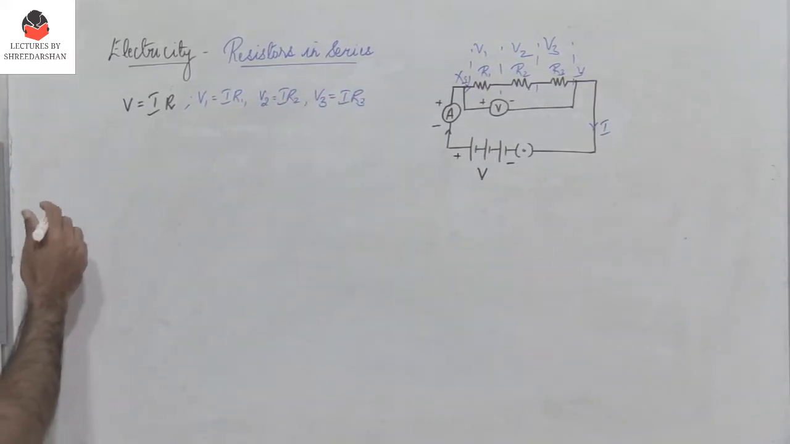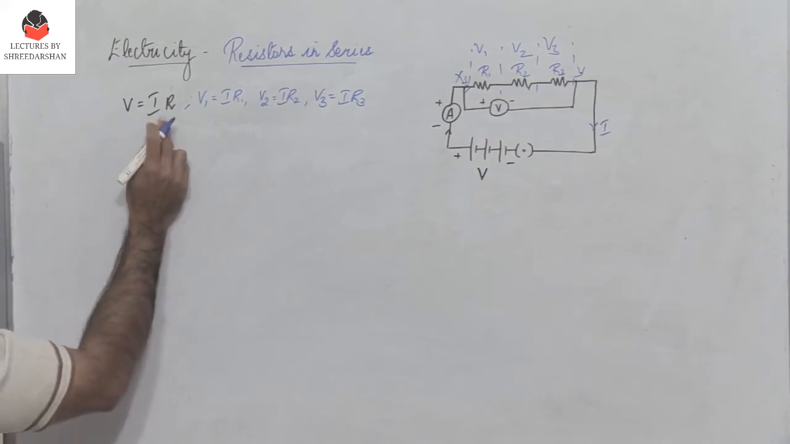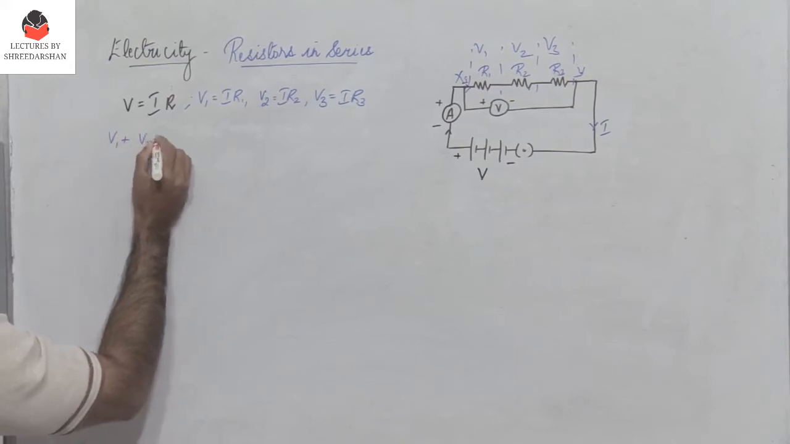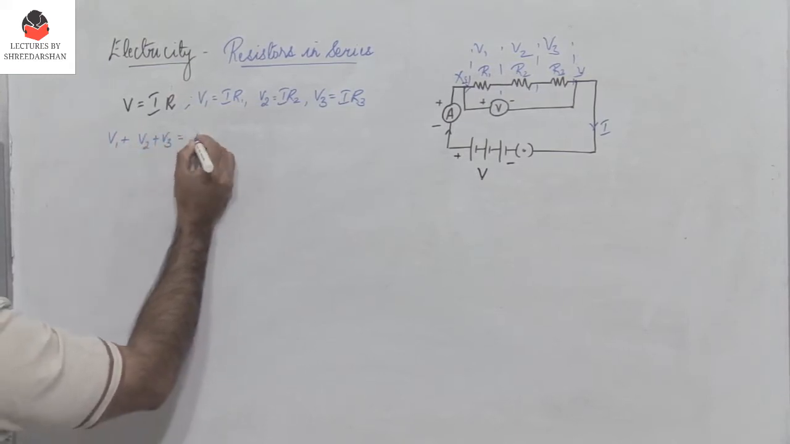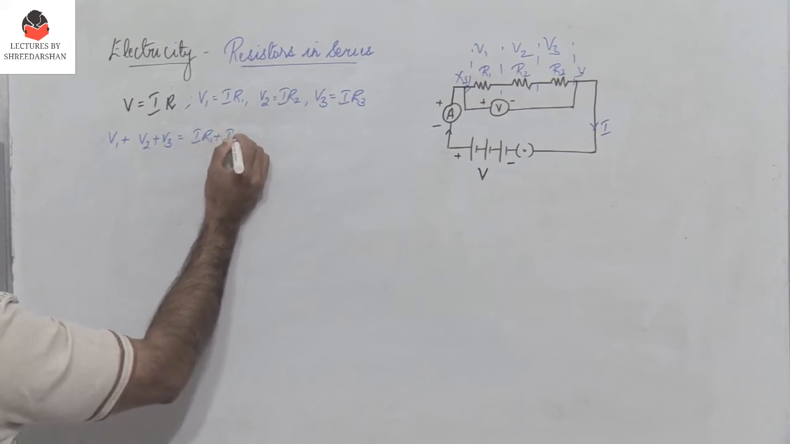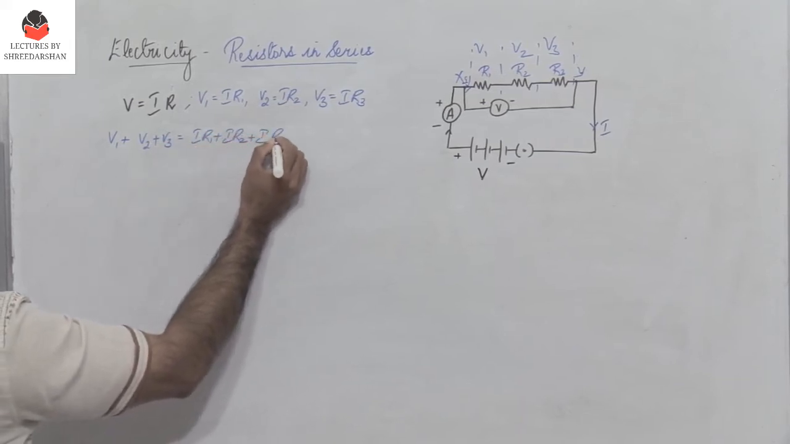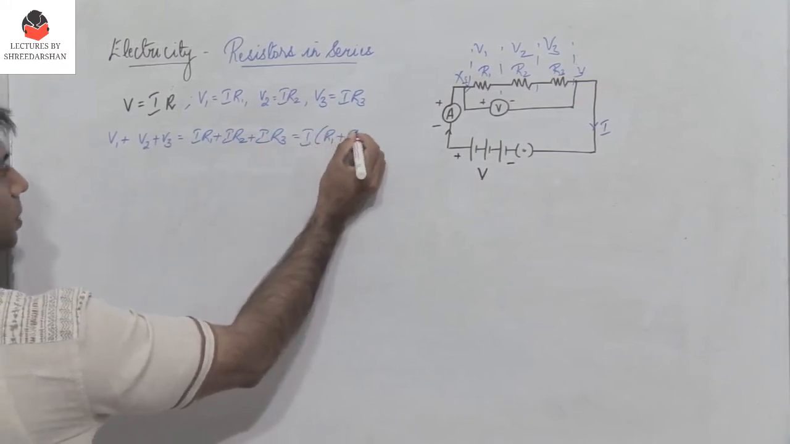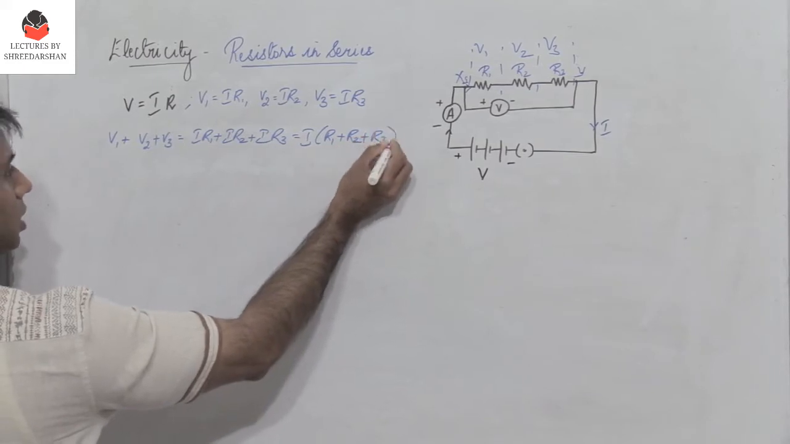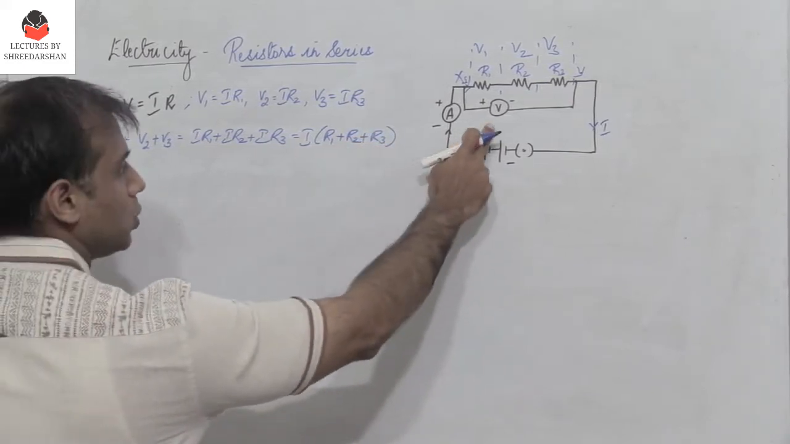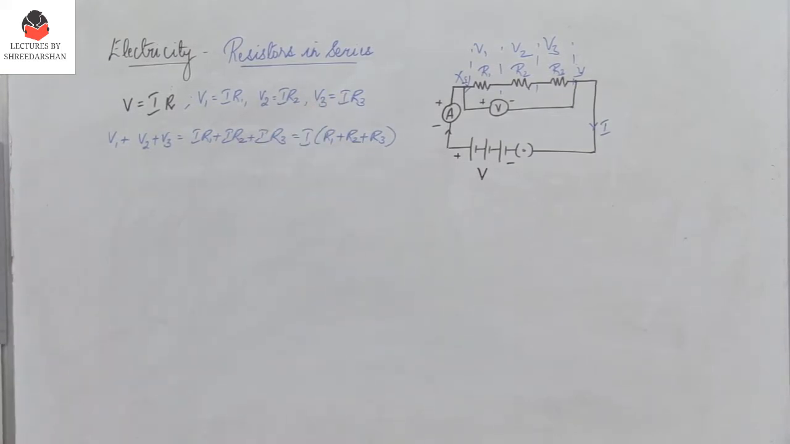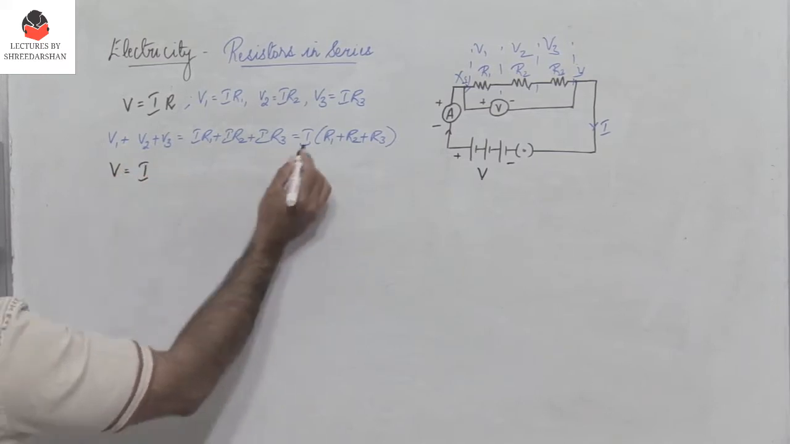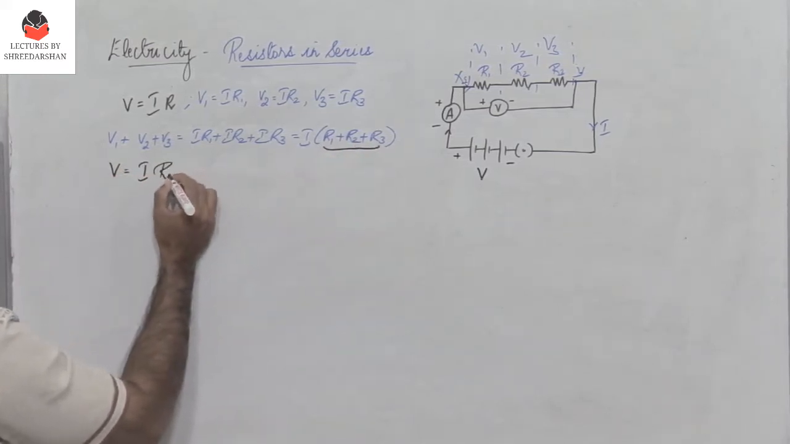And therefore what do we observe? We know that V equals I into R. So therefore let me add all the three voltages, V1 plus V2 plus V3. It is IR1 plus IR2 plus IR3. So if I take I common, I get R1 plus R2 plus R3, and we know that the voltage V is nothing but V1 plus V2 plus V3. So therefore V equals I into, so let me call this R equivalent.